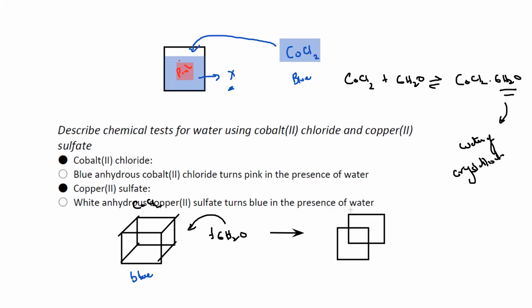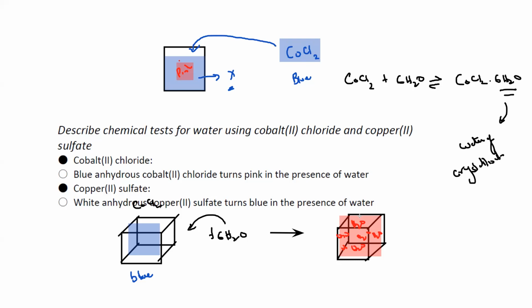The water molecules which were originally outside, now the lattice will trap those water molecules inside, and as a result, when it traps the water molecules inside, the color of the lattice will change. So a lattice which traps water molecules, these water molecules are known as water of crystallization. Here the cobalt chloride was blue in color, but in the presence of water, it will turn pink. So it changes color in the presence of water.